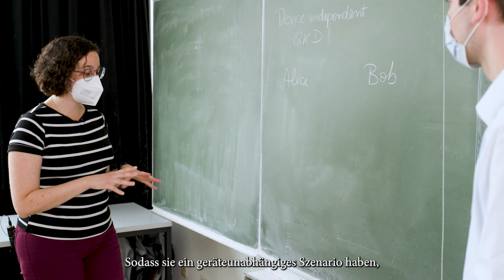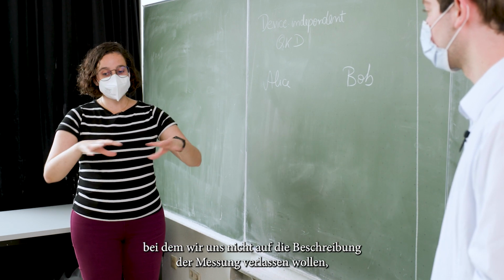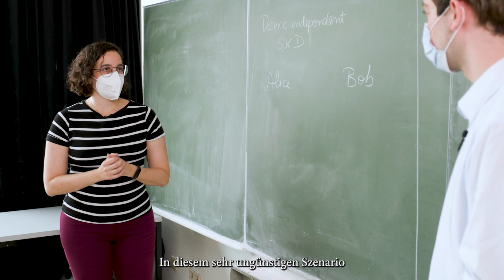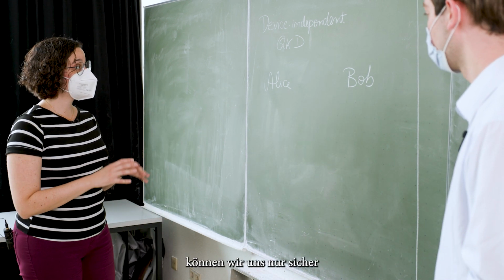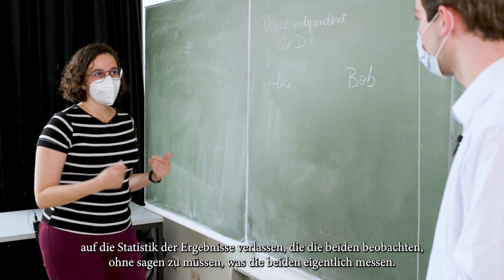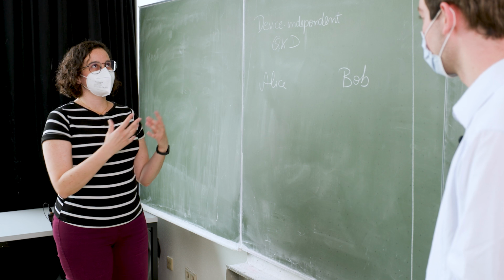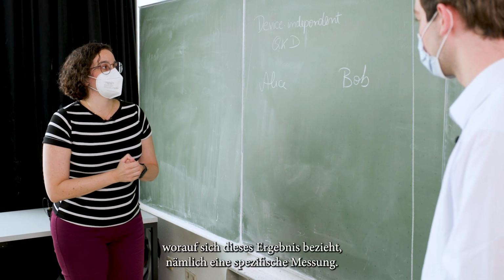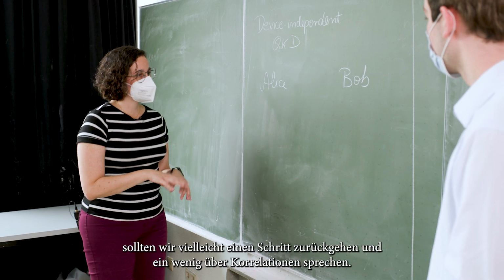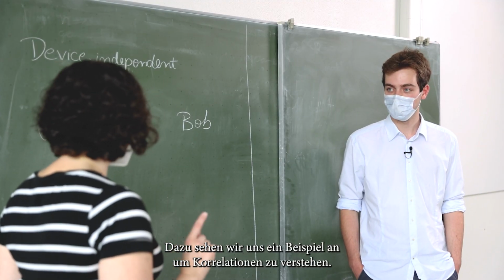So this more adversarial scenario is called the device-independent scenario, where we don't want to rely on the description of the measurement that we are performing or of the systems that Alice and Bob are measuring, okay? So in this very adversarial scenario, the security will rely only on the statistics of the outcomes that they observe. Okay. So without saying which specific measurement each outcome refers to. So maybe in order to explain the device-independent scenario a bit better, let's take a step back and talk a little bit about correlations.